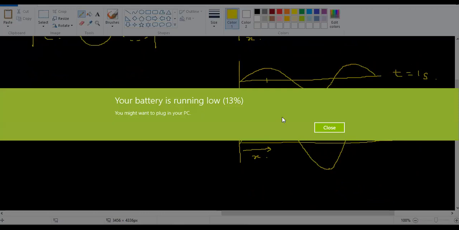Okay, I'm running out of battery. Let me connect my power cord just a second.